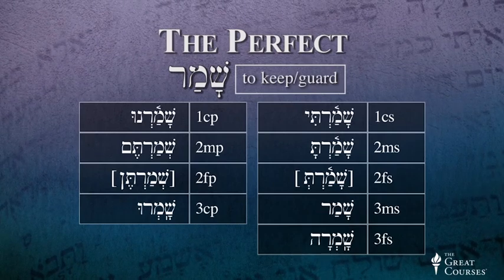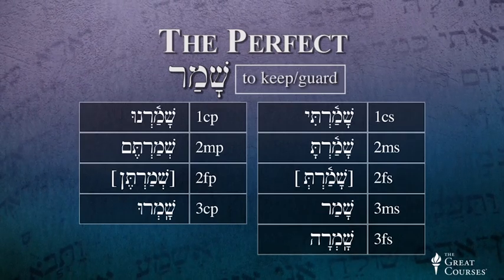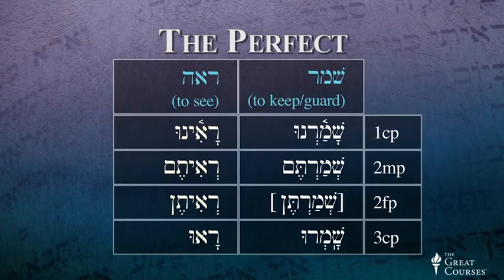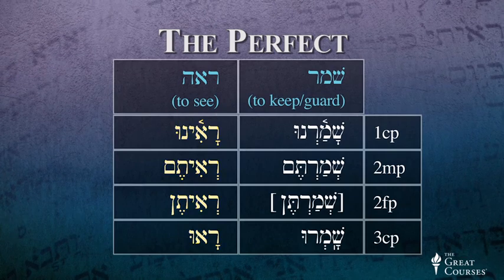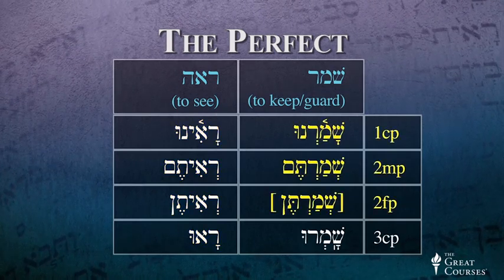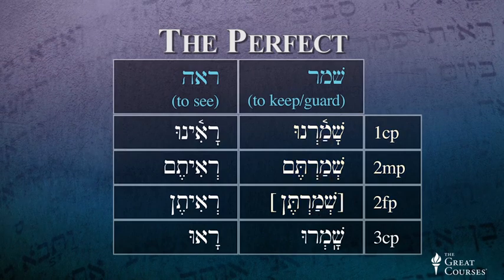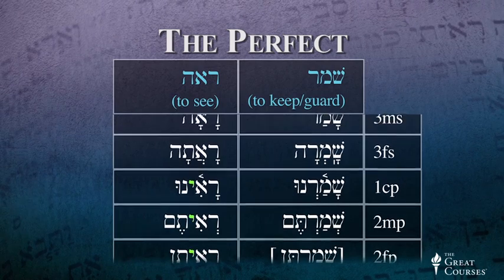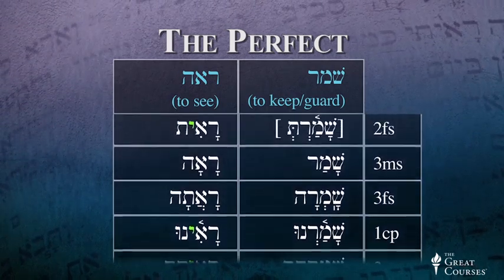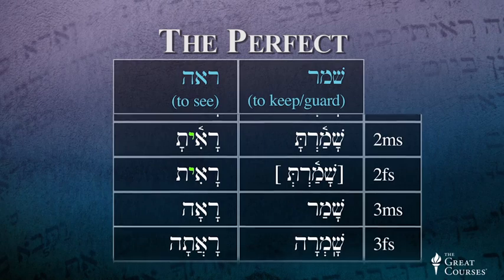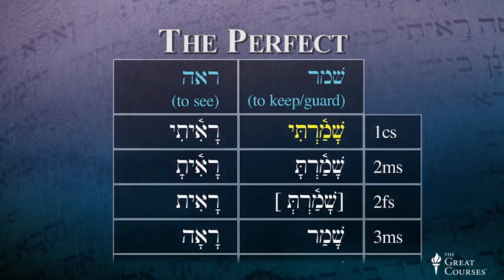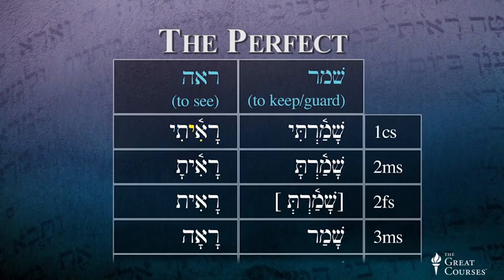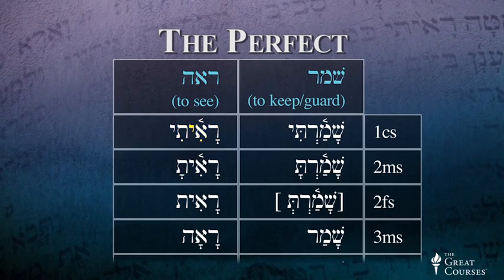Here's a reminder using shamar, to keep. Now let's add the Lamed He forms for comparison using ra'ah, to see. In the first and second persons, where the strong verb has that patach, the he of a third he root reverts to its original self, a yud. So instead of an a and a consonant, we just have a long vowel e. Shamarti, but ra'iti. That e before the suffix is the sign of a Lamed He root in the perfect.